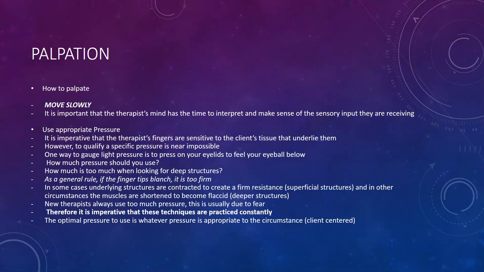But there are a couple of rules we'll get to in a second. It's imperative that the therapist's fingers are sensitive to the client's tissue that underlies them. However, to quantify a specific pressure is near impossible. One way to gauge light pressure is to press on your eyelids and feel your eyeball below.